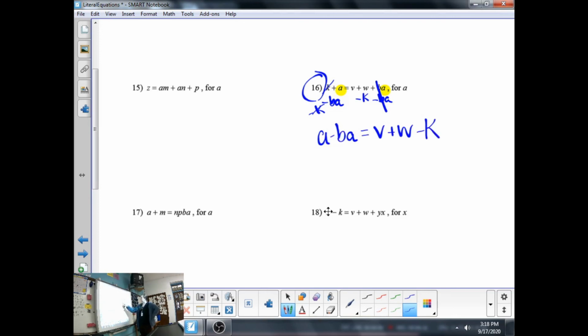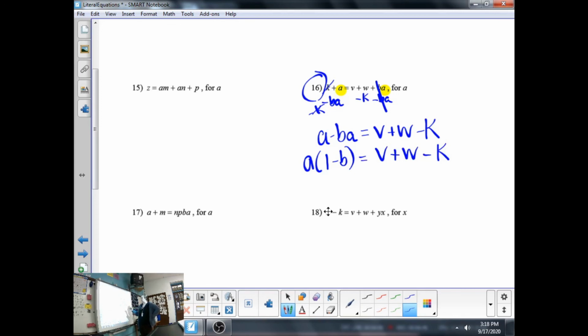So A minus BA, this is where I factor that A out, so I can get the A on its own enough that I can divide something. When I take the A out of the A, I'm left with 1. Remember, you cannot factor and get 0. If you take everything out, you still have that 1 left over. So we have 1 and then a minus B. When I take the A out of this BA term, I'm left with the B. And that's equal to B plus W minus K.